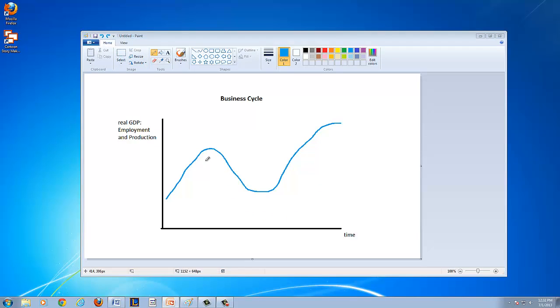The point at which the economy turns from expansion to a recession is the business cycle peak, and the point at which the economy turns from recession to expansion is the business cycle trough.